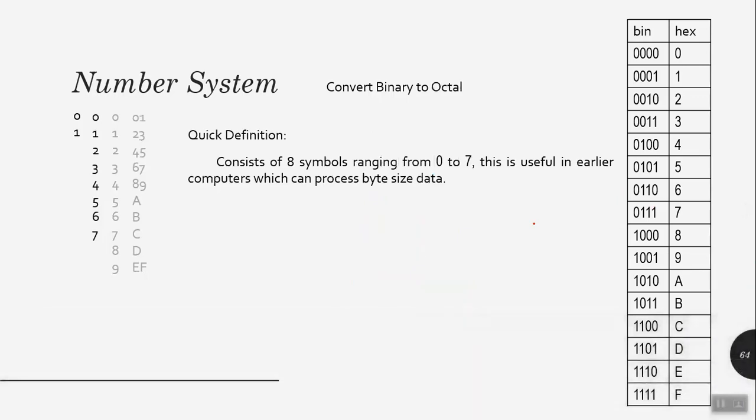So now, let us try to convert binary into octal. And here's a quick definition. What is an octal number system? So octal consists of 8 symbols ranging from 0 to 7. So this is useful in earlier computers which can process byte-sized data.